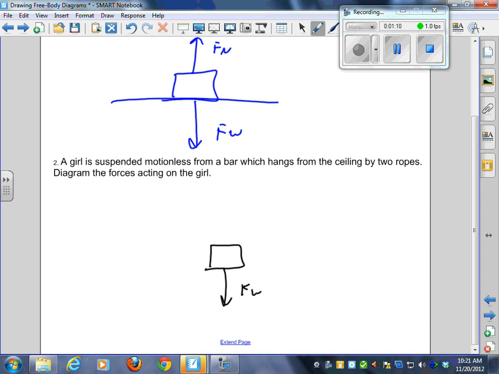Now it says two ropes. The actual diagram shows it like this. And I guess technically, if you want to be absolutely correct, those should be each half the length of that one, because those two together would have to add up to the weight force. In other words, if this was 5 centimeters, those would both have to be 2.5. I'm perfectly all right with you saying weight force and applied force, okay?